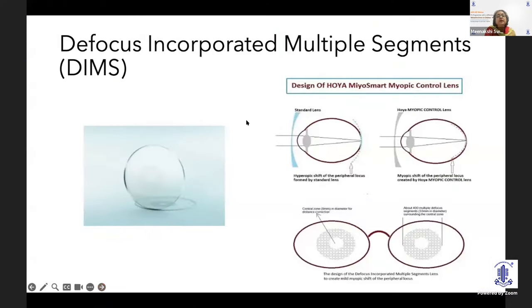So that's where we come to DIMS: Defocus Incorporated Multiple Segments. Just remember, in DIMS, we're all talking about defocus. That's what the D is for. The defocus segments are inside the lens itself, and they are multiple segments. It's marketed as MiYOSMART by Hoya. Similar to what I told you about the peripheral defocus, these segments actually correct that peripheral defocus.